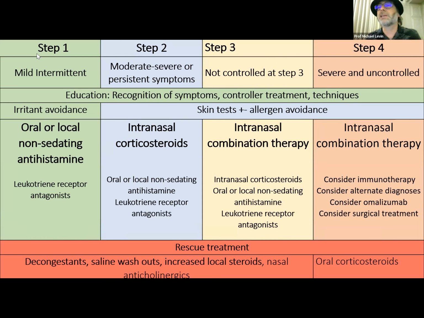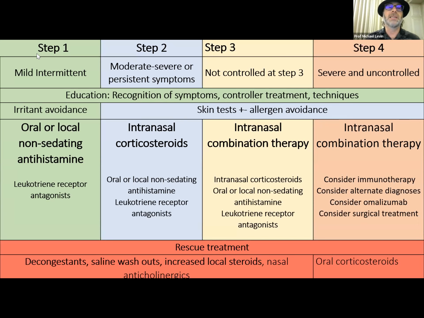For severe and uncontrolled allergic rhinitis, you're going to continue with the same treatments. You're going to consider immunotherapy, look at whether there are alternative diagnoses, and in the very severe cases, you're considering immune modification therapy with omalizumab, a biologic, or surgical treatment. I'd like to look at the very bottom part of this algorithm, which is the issue of rescue treatment.